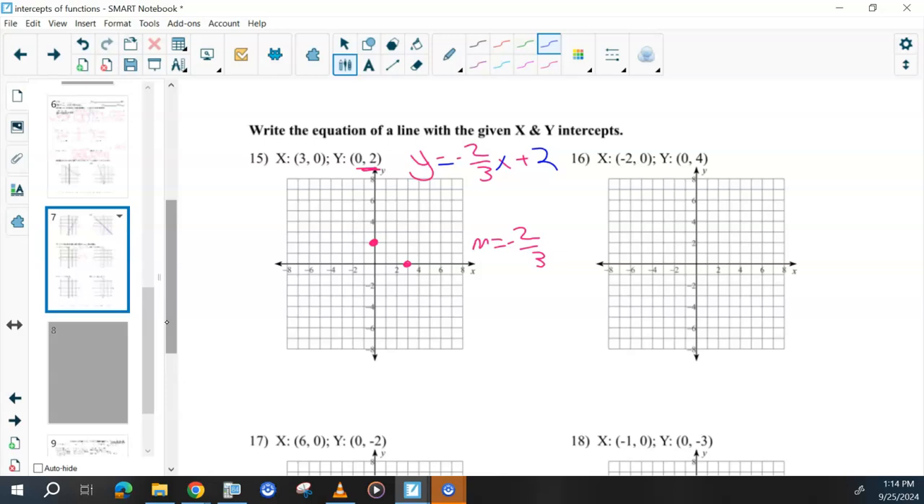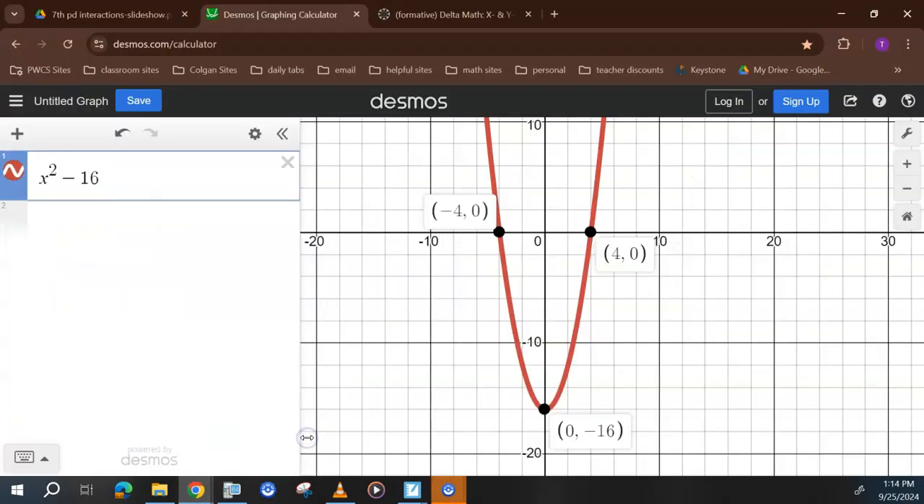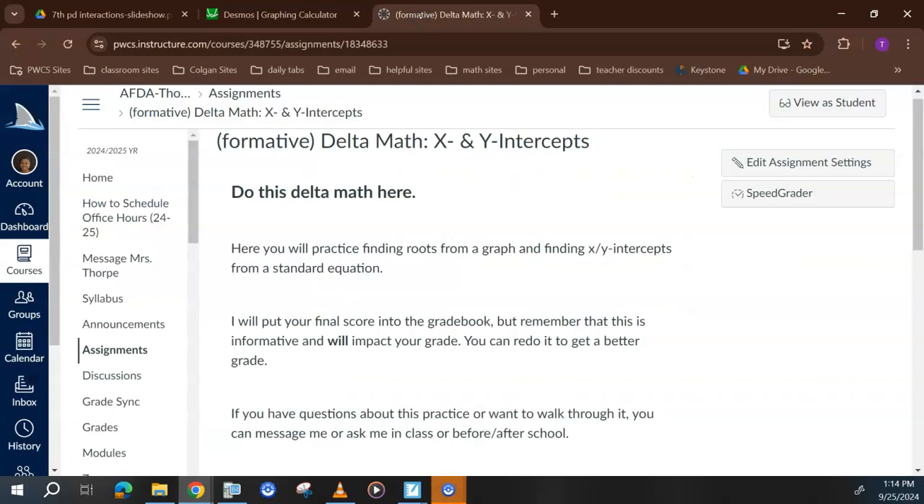Okay. So I'm going to let you guys practice on Delta Math. This one is formative. Do this Delta Math, and then afterwards you can be working on other missing Delta Math, retake work, test work, whatever. But do this first.